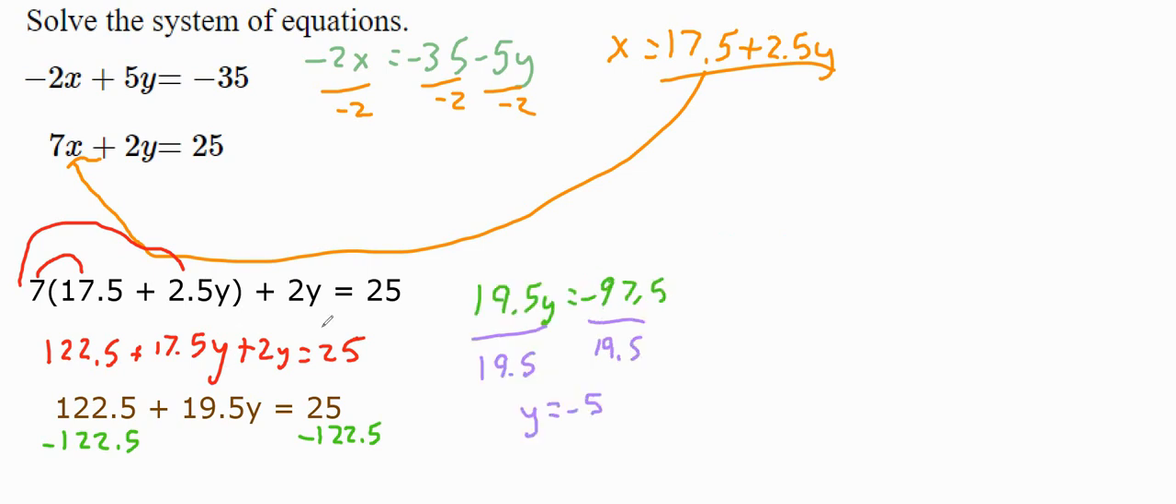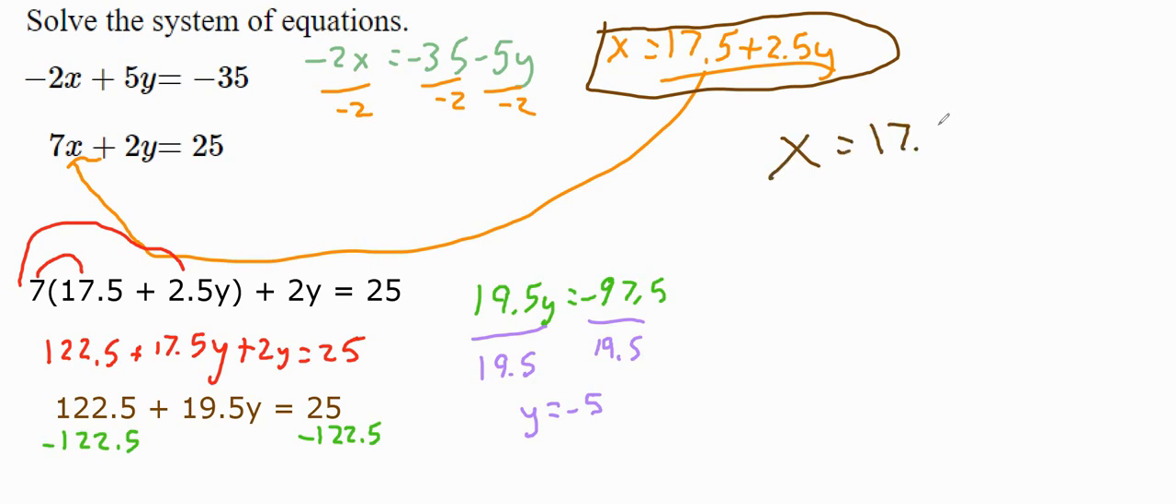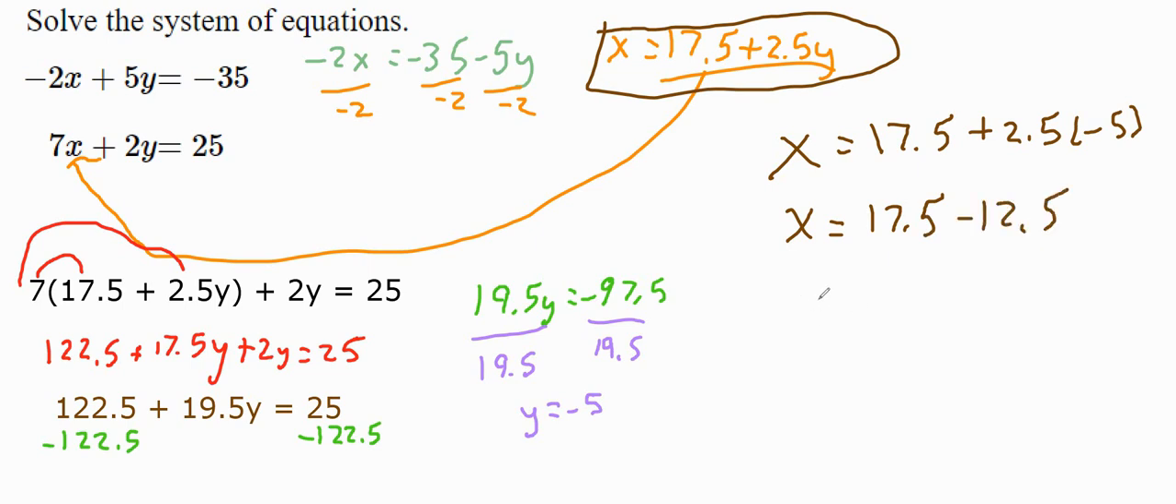Then we take y equals -5 and we put it into either one of the original equations to find x. I'm actually going to put it up here because this is just a modified form of the top equation. And once we put -5 in for y, we'll have our x. So x will equal 17.5 plus 2.5 times -5. So that's going to give us x equals 17.5 minus 12.5, and x equals 5.